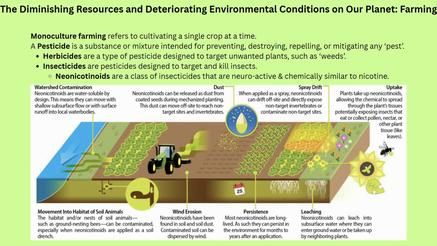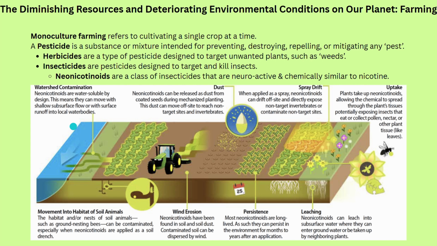The farming industry uses chemical pesticides, which are a substance or mixture intended for preventing, destroying, repelling, or mitigating any quote-unquote pests. There are two main types of pesticides: one intended on targeting plants, known as herbicides, and the other intended on targeting insects, known as insecticides. Specifically, neonicotinoids are a class of insecticides that are neuroactive, or brain active, and have a similar chemical structure to nicotine. Down below in this picture, it's showing several different ways neonicotinoids are affecting the environment. However, this can broadly be used to explain the effects of pesticides and herbicides on the environment as well.